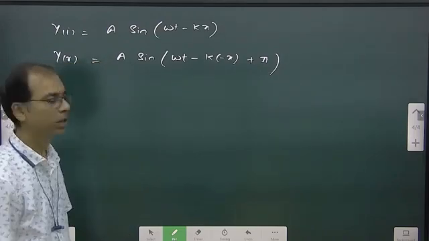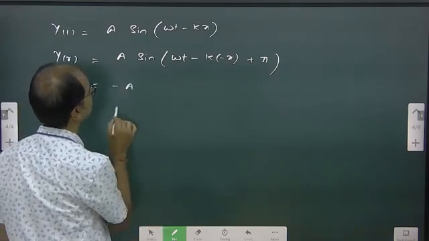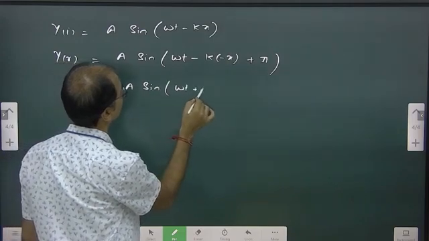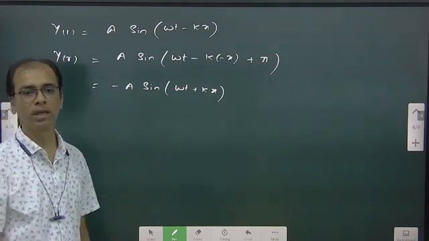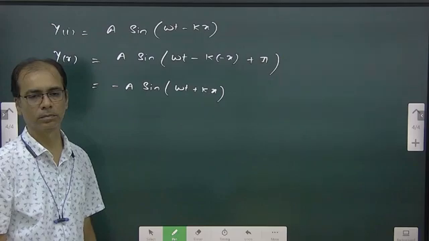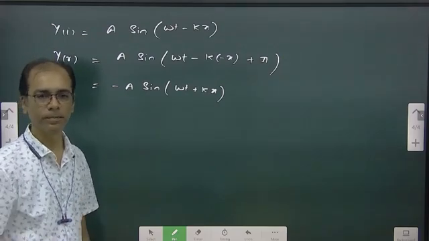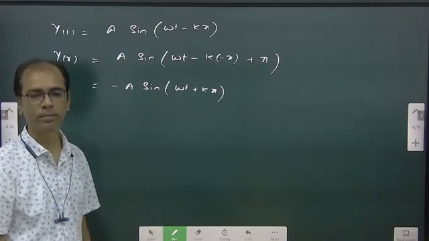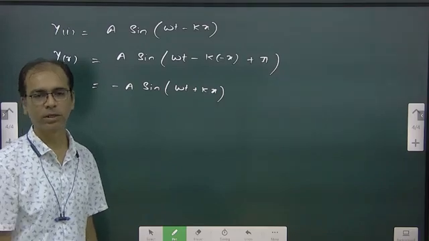What's going to come finally? It will come as minus A sin(omega t plus kx). Minus A sin(omega t plus kx). Absolutely right, because it has changed. Minus A sin(omega t plus kx). Is that clear? Is it clear, students?